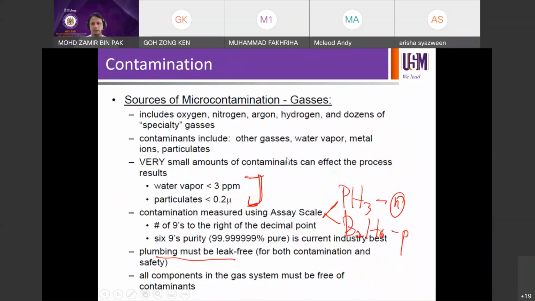So yeah, we finished clean room. Tak sempat nak cover oxidation hari ni, so we'll just do that tomorrow then. Okay, tomorrow.